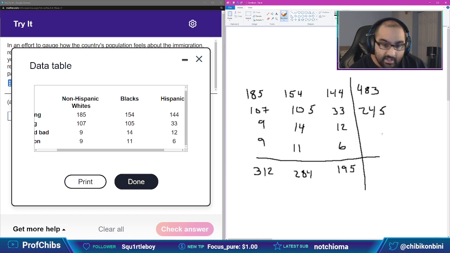The sum of the first column is 310, Chioma? Okay, let me check. 185, 107, 9, and 9. Oh, you're right. It is 310. Thank you. Please correct me if I'm wrong. Thank you, Chioma.